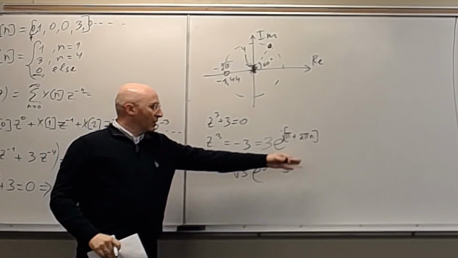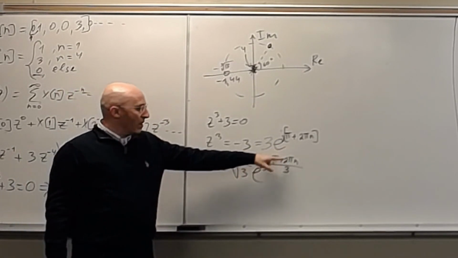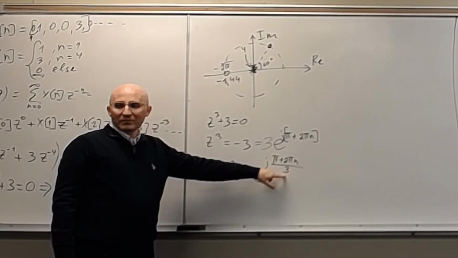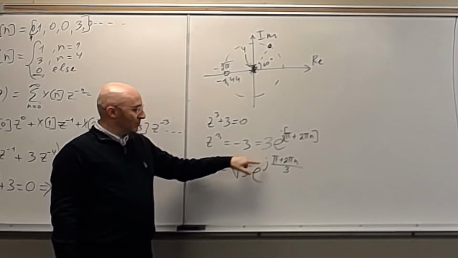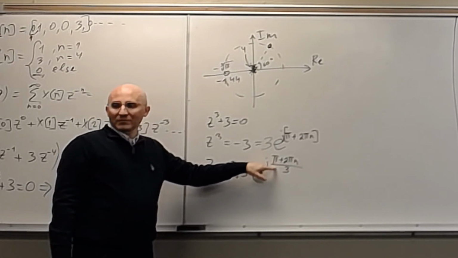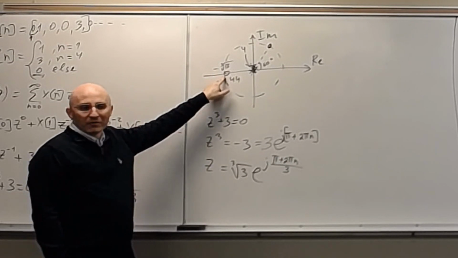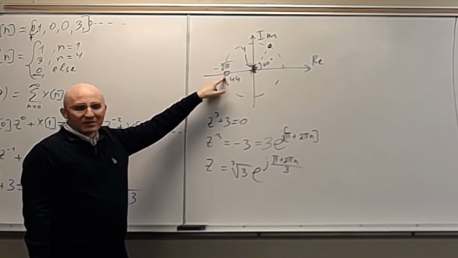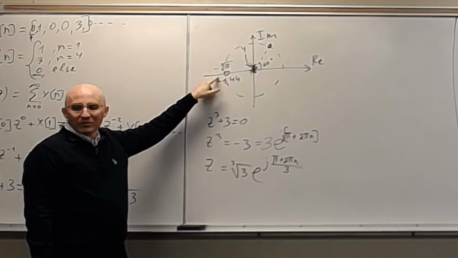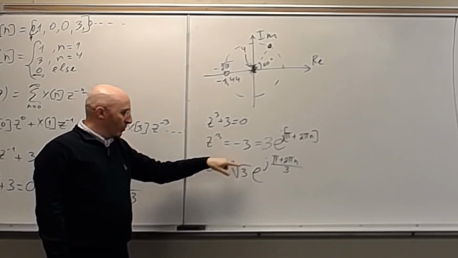Now pick n equals 1. So it's 3 pi divided by 3, right? Which is just j times pi, right? J times pi is here. This is a number. This is negative 1, basically. Negative cubic root.